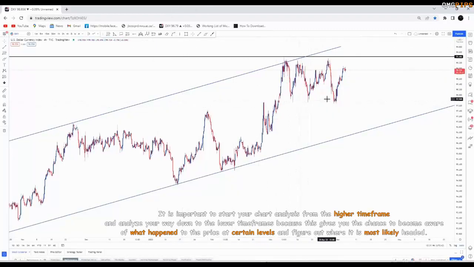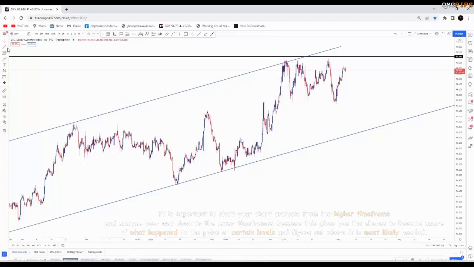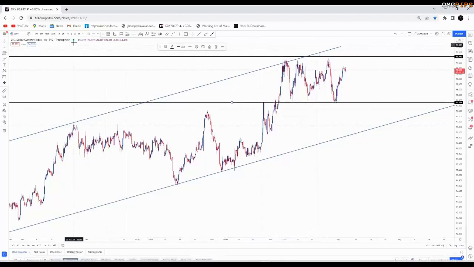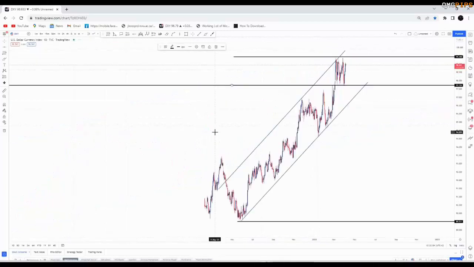As we are dropping to a 4-hour time frame, I'm getting a bit of curiosity. Why is the market rejecting a lot at this bottom level? So we have to use what we call a horizontal ray line, a horizontal line that we're going to put right there, and then go back on a daily time frame to check what's going on.